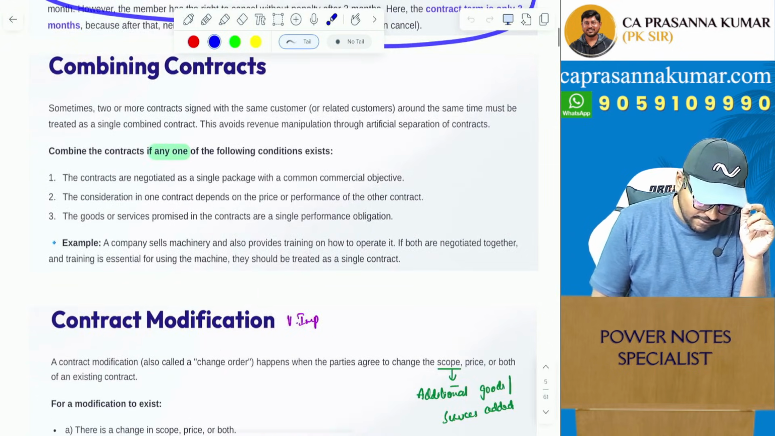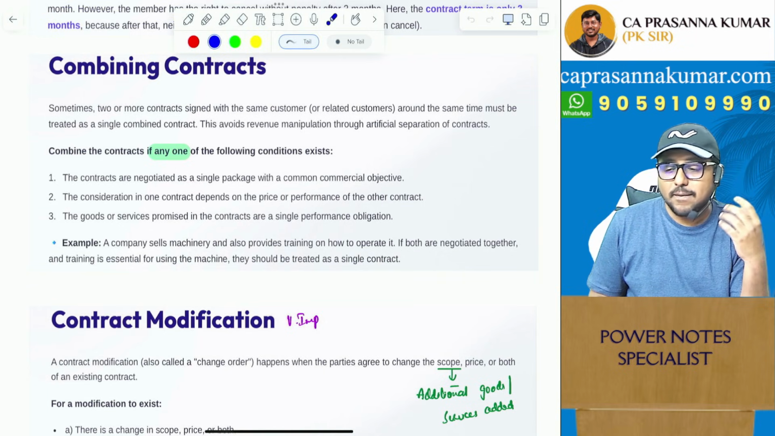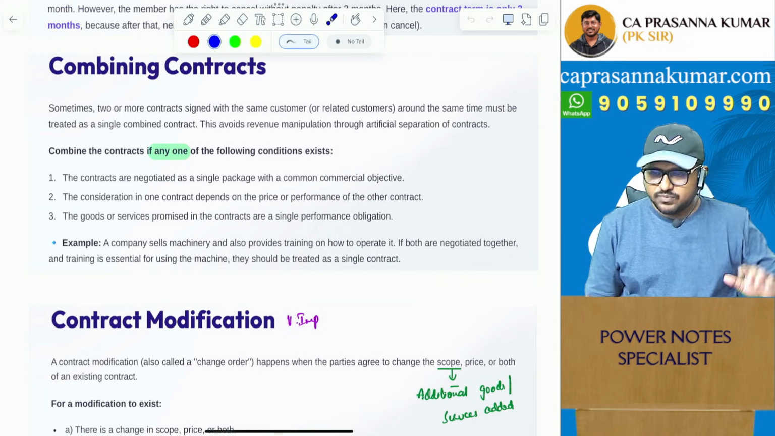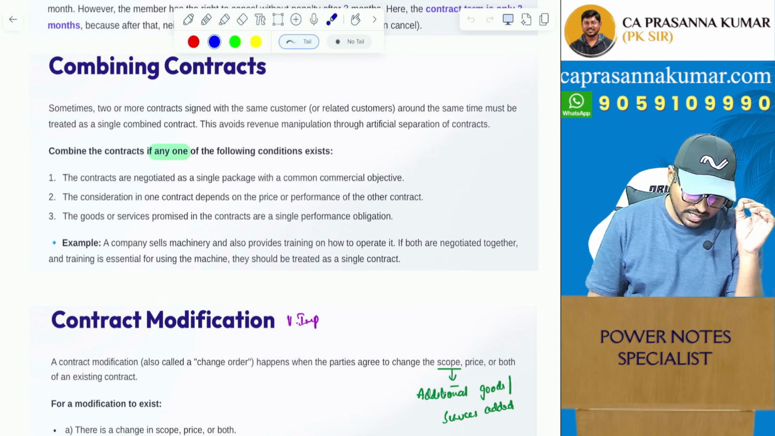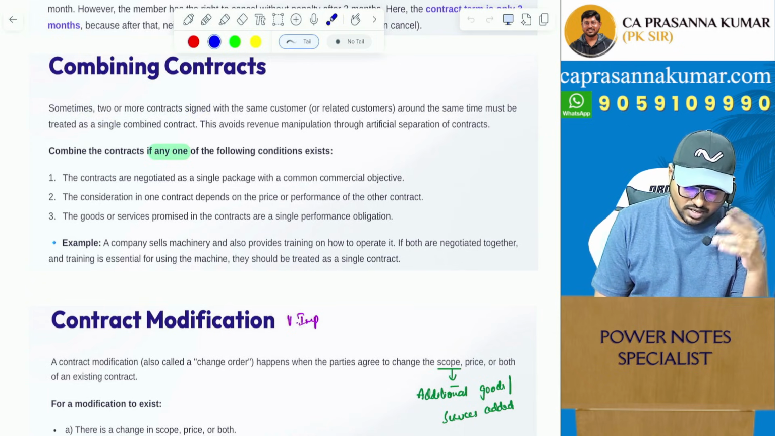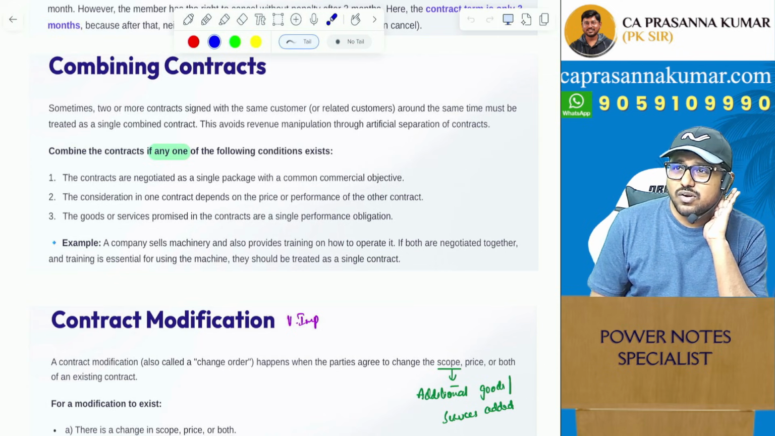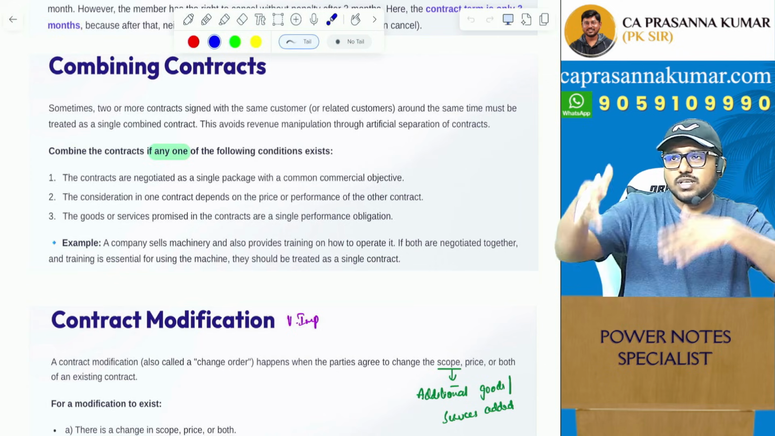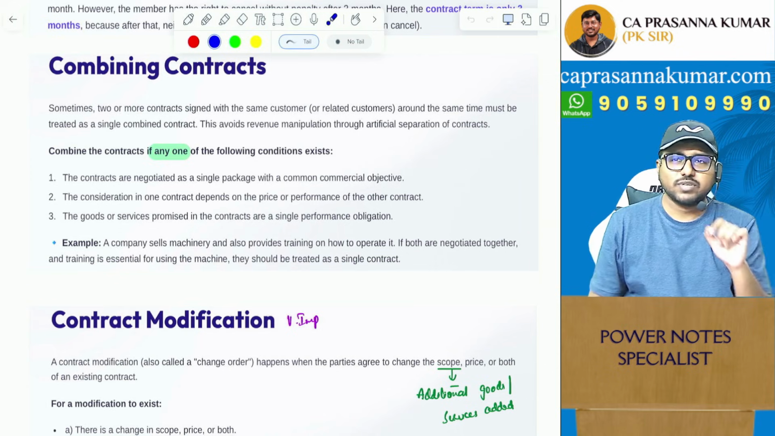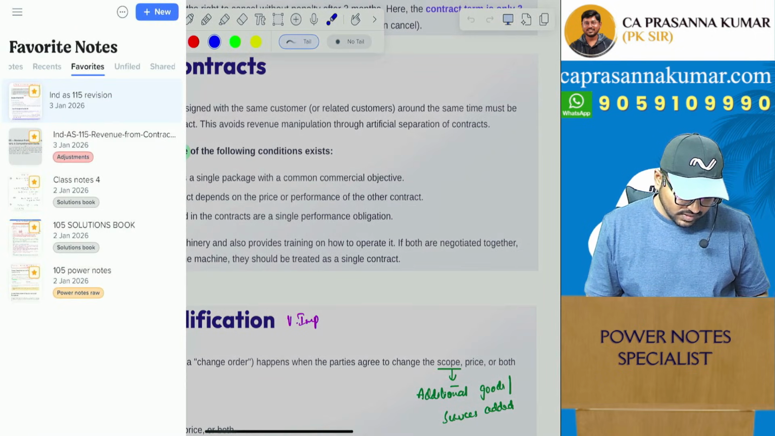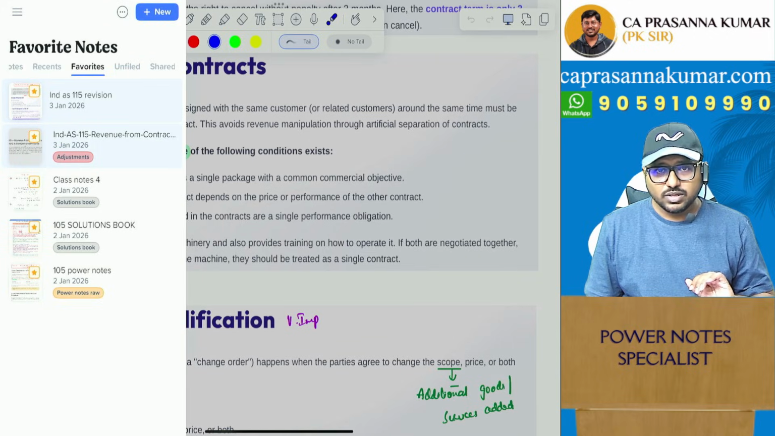All right. Moving on to the next one. What is the next one? We have combining contracts. Now, sir, what do you mean by combining contracts? Sometimes 2 or more contracts are signed together with the same customer around the same time and must be treated as a single contract. So 2 or 3 separate contracts with the same customer around the same point of time have to be treated as a single contract. Why? Very simple. First, we'll go with the example and then we'll come back to the conditions.